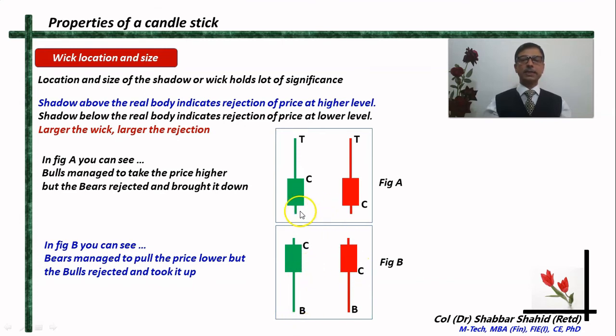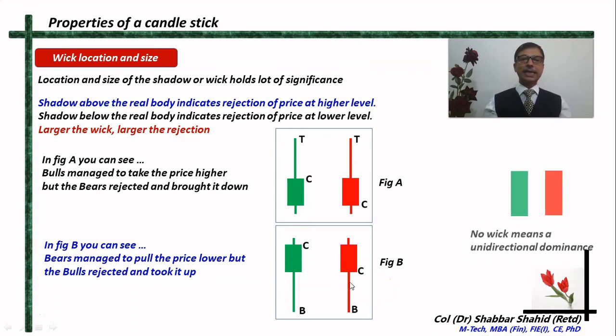But if you see this portion and this portion, here also there has been rejection. Here there has been rejection at the bottom. Here there has been rejection at the top. But this rejection is comparatively much lesser than the rejection indicated by these longer wicks.